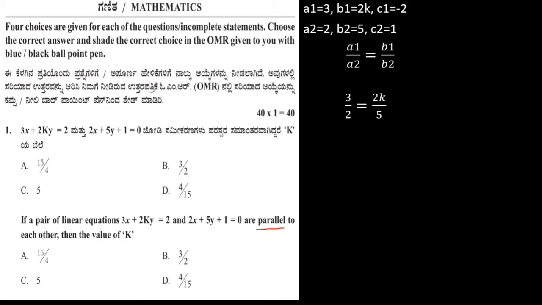By cross multiplication we get 15 is equal to 4k, because 3 fives are 15 and 2 twos are 4. So we get 4k. Now I'll take 4 down, so k is equal to 15 by 4. Do we have this in the options? Yes, we have that option, option A. 15 by 4 is the correct one.